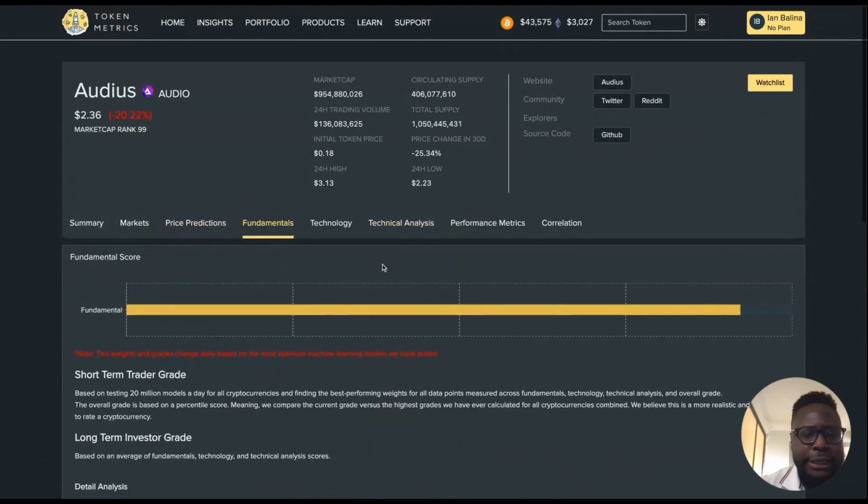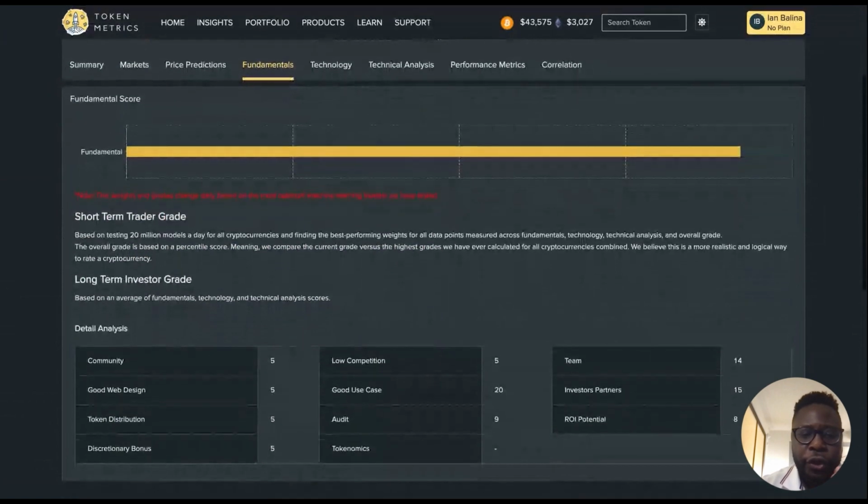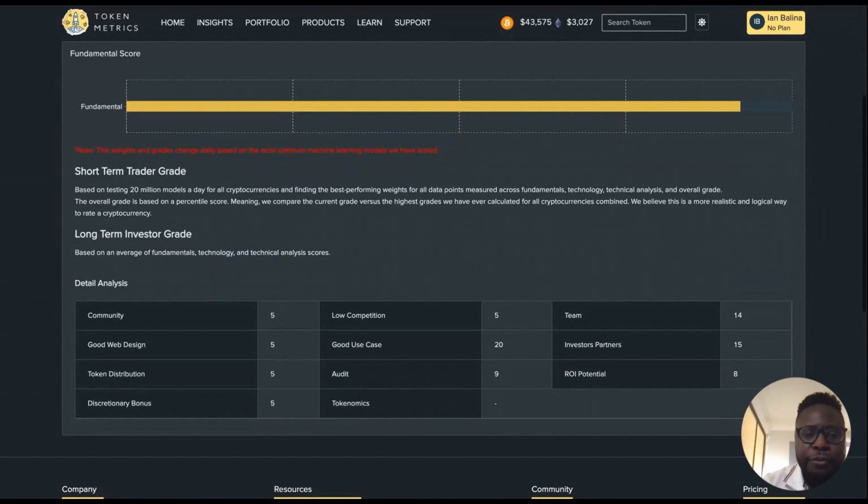All right, so let's now go to fundamentals and technology. This is pretty much the same. We're still working on automating all of this, but for now, this is taking all the different fundamental grades our team has been doing, basically the human capital, the human side of it, and putting it on the site. For example, the community, web design, token distribution. Sometimes we get some extra points for some other things: the competition, the use case, the audit, tokenomics, the team, investors and partners, and the ROI potential.